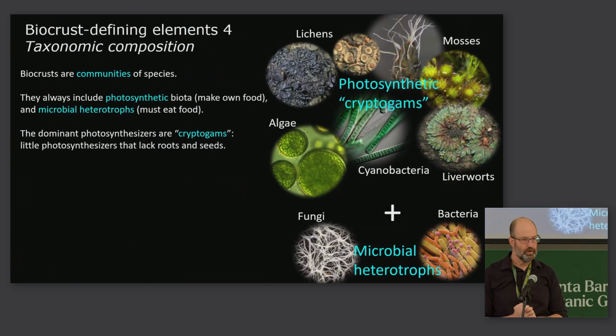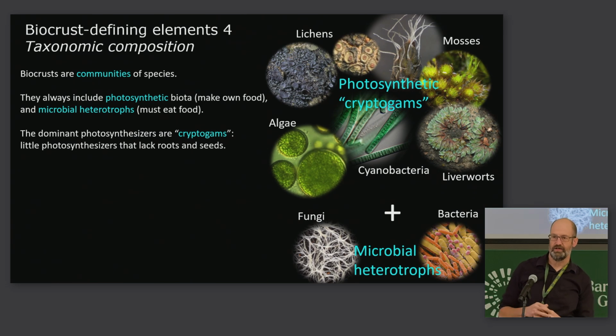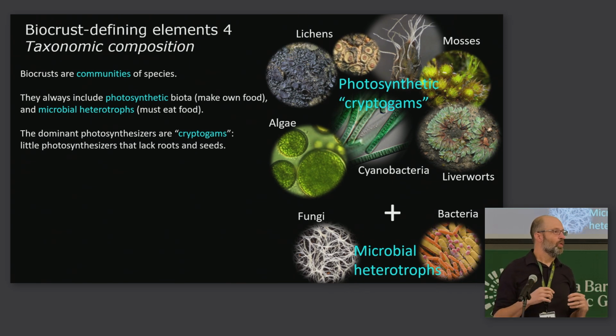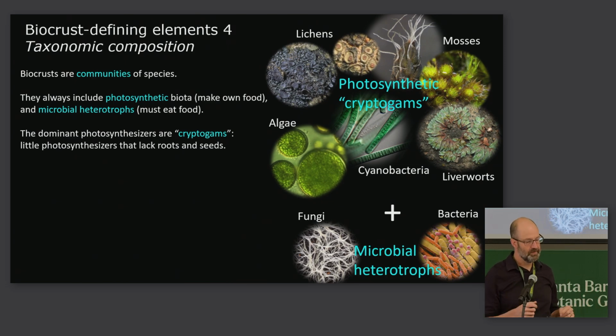Okay, the final one is taxonomic composition. In other words, what organisms make biocrusts. First thing I want to say is that when we're talking about a biocrust, we're not talking about a species, we're talking about a community of many species, okay?